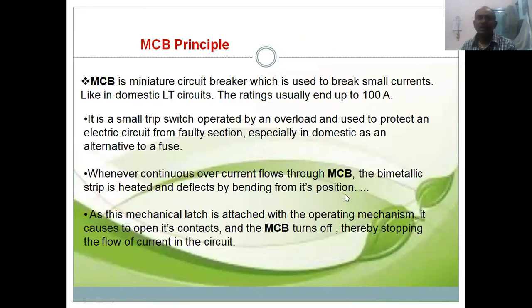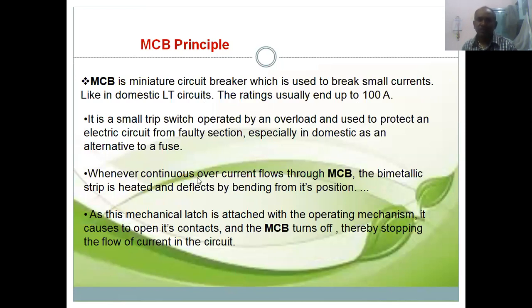Now we can start with the basic principle of the MCB. An MCB is a miniature circuit breaker, used to break small currents, as in domestic low tension circuits. The rating is usually up to 100 amperes. It is a small switch operated by an overload and used to protect an electric circuit from a faulty section, especially in domestic use as an alternative to the fuse. In olden days we used the fuse; nowadays we use the MCB.